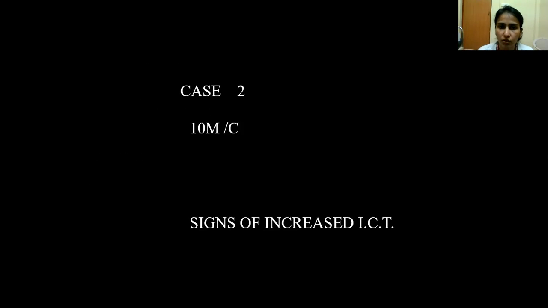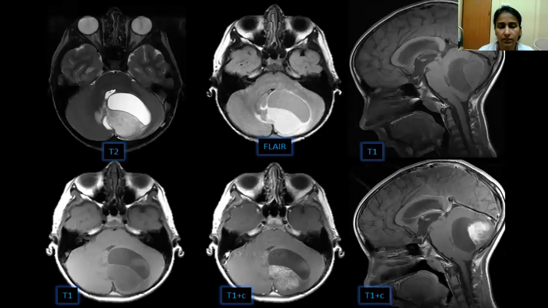There are signs of increased intracranial tension, and this is the image of a 10-year-old boy. Again we have a T2 FLAIR, T1 axial and T1 sagittal, then T1 contrast enhanced in axial as well as sagittal. Here we have a cystic lesion and there is a solid component also. We can see the cystic component is hyper on T2 and it is suppressed here. This is how we are saying it is a fluid component. It is involving the right cerebellar hemisphere and it is crossing the midline also.